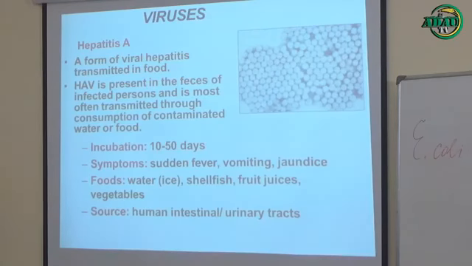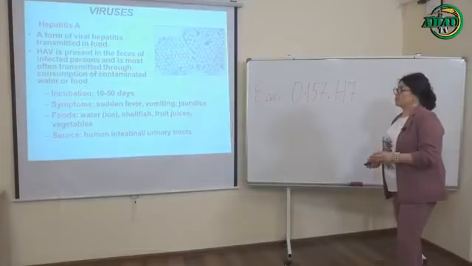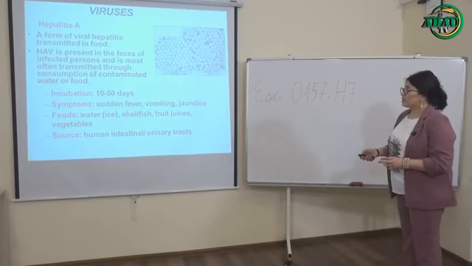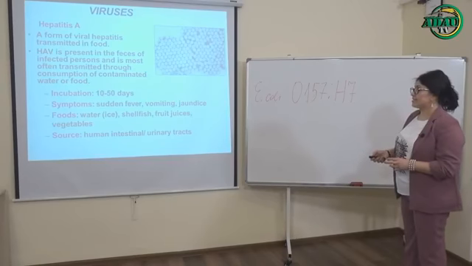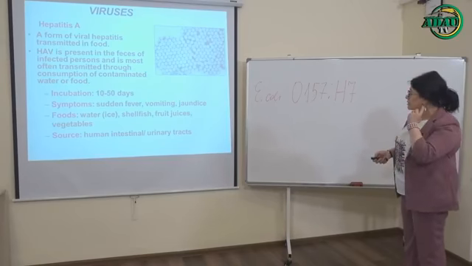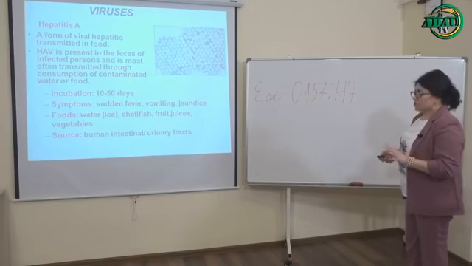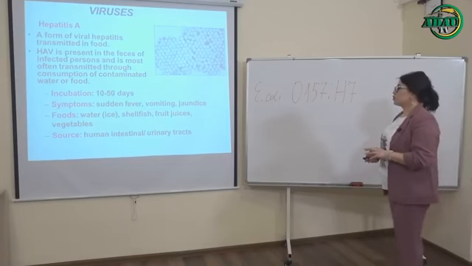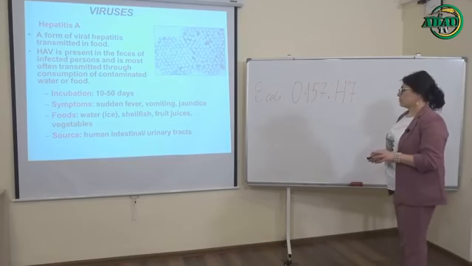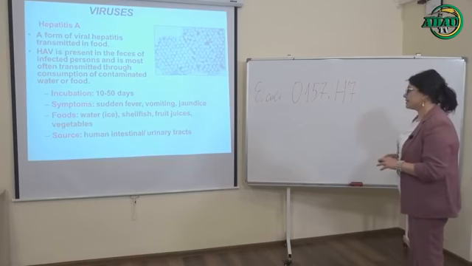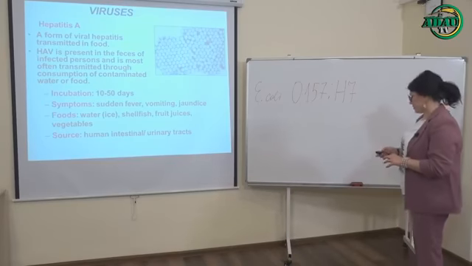What kind of foods can cause this disease? It's water or ice, shellfish, fruit juices, vegetables. Please pay attention that most of the sources of this disease are beverages and vegetables. The source where this virus can be is human intestinal and urinary tracts.